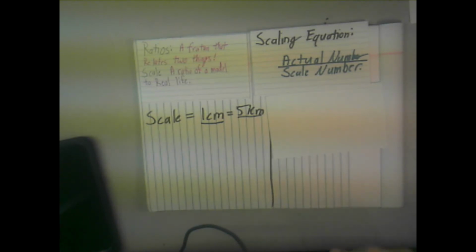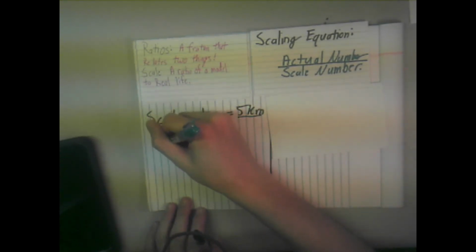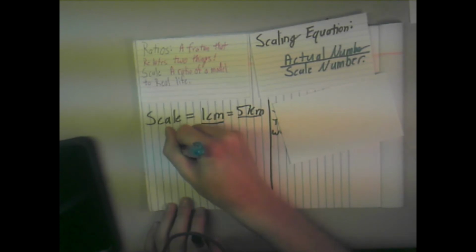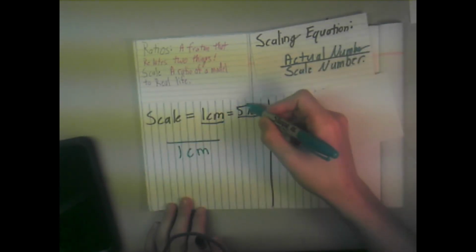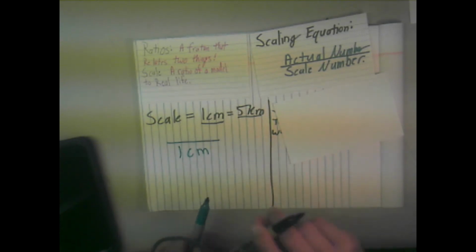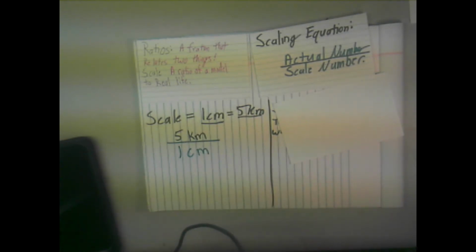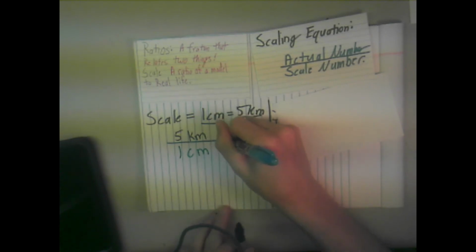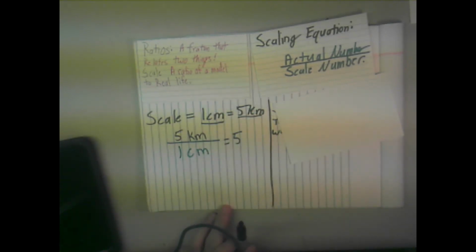So let's set this up using our equation up here. Now if our scale is equal to 1 centimeter, that's going to go on the bottom of our fraction. So we have 1 centimeter. What's our actual number? Well, it's 5 kilometers. So what's our scale number going to be? Well, 5 divided by 1 gives us a scale of 5.